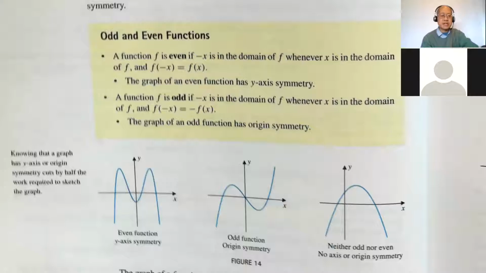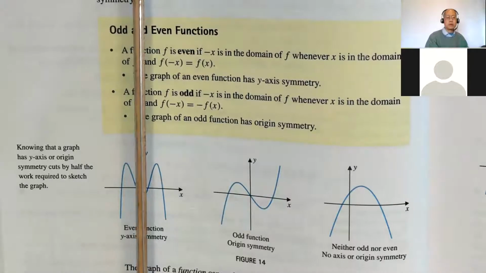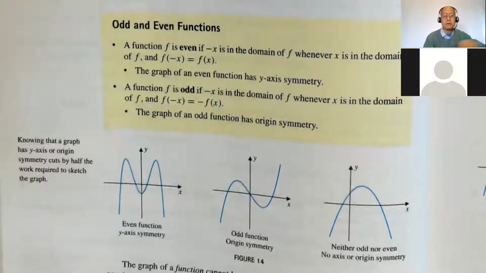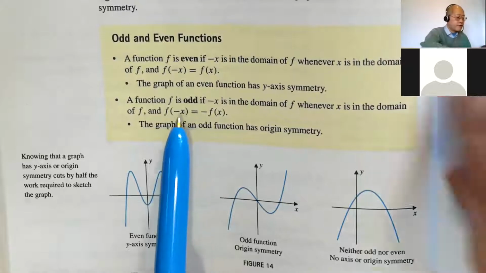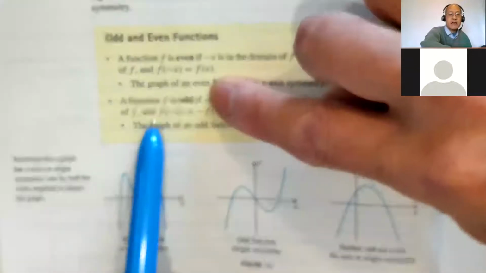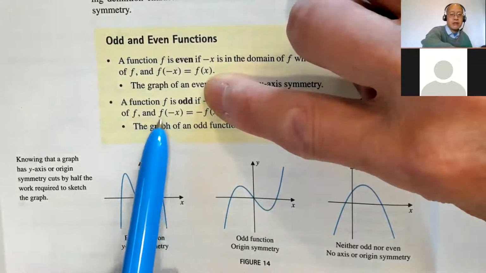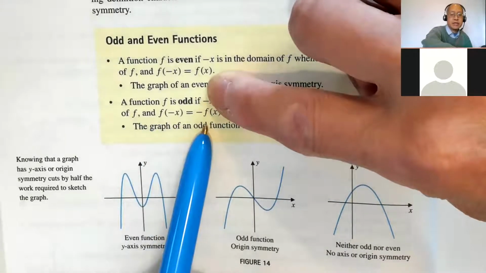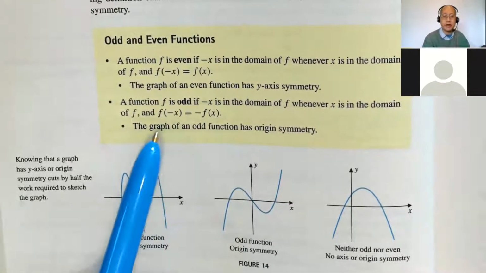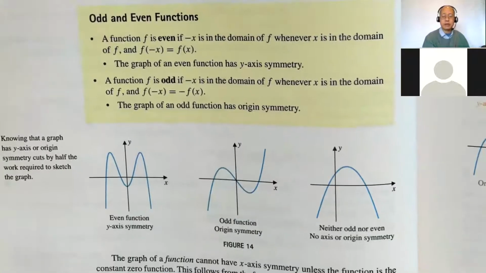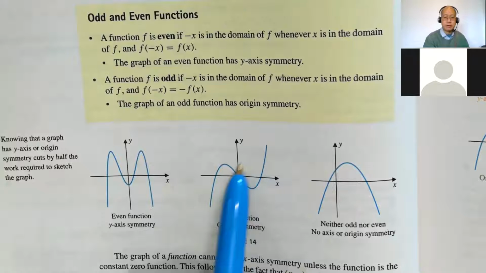Even functions have y-axis symmetry. So this is an even function. Y-axis symmetry. A function is odd if f of negative x is equal to the opposite of f of x. So a function is odd if f of negative x is negative f of x. So if you replace x by negative x, you get the exact opposite of what you started with. And the graph of an odd function has origin symmetry. So here's an example of origin symmetry. Right? We've seen that before.